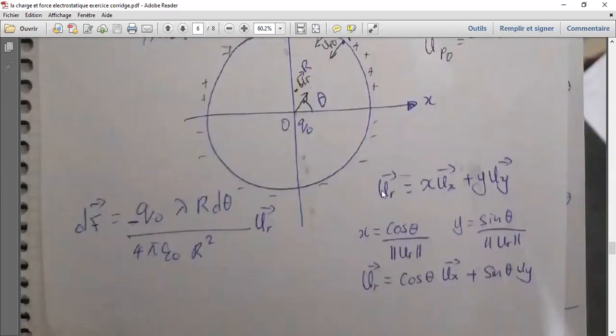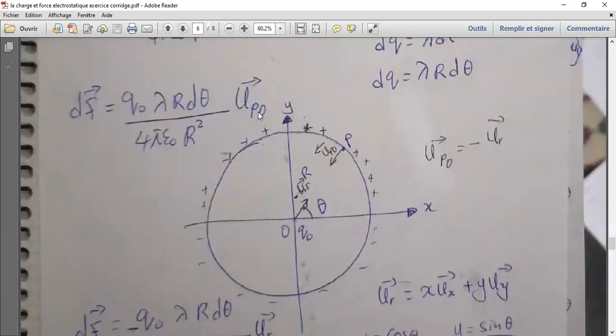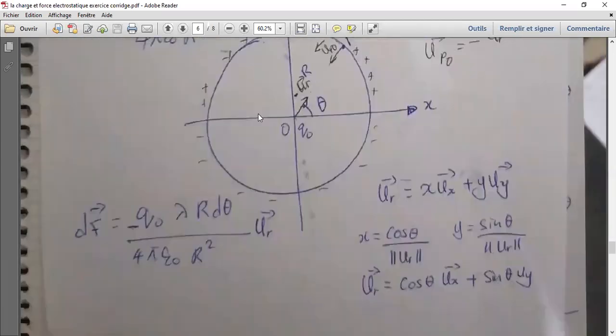After I've done that, I'll just replace UPO with negative UR, which gives dF is equal to negative Q0 times lambda times R times d theta times vector UR divided by 4 pi epsilon 0 R squared. I don't know if it's clear until here.